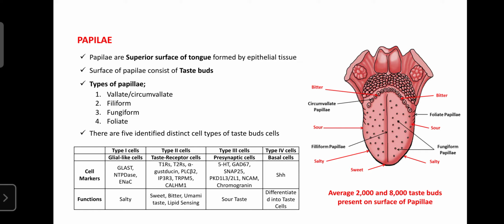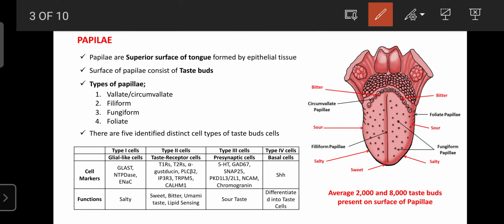Regarding the papillae, these are special structures or surfaces present on the surface of the tongue. Papillae are mainly formed by epithelial tissue. The tongue is a skeletal muscle. On the surface of this skeletal or voluntary muscle of the tongue, a smooth surface is present, made up of epithelial tissue. That surface is known as the papillae.